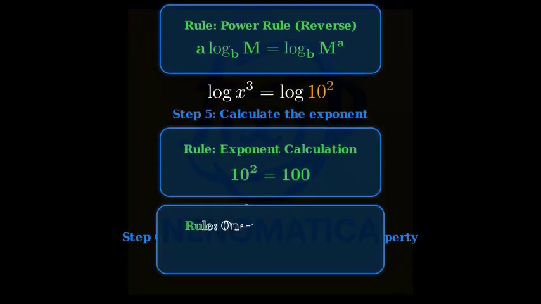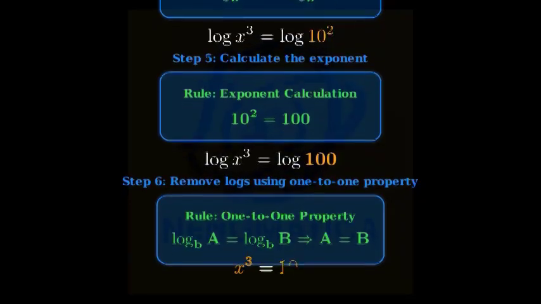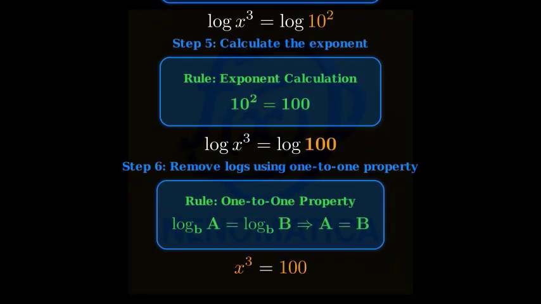Step 6. Use the one-to-one property of logarithms. If log of a equals log of b with the same base, then a equals b. Therefore, x cubed equals 100.